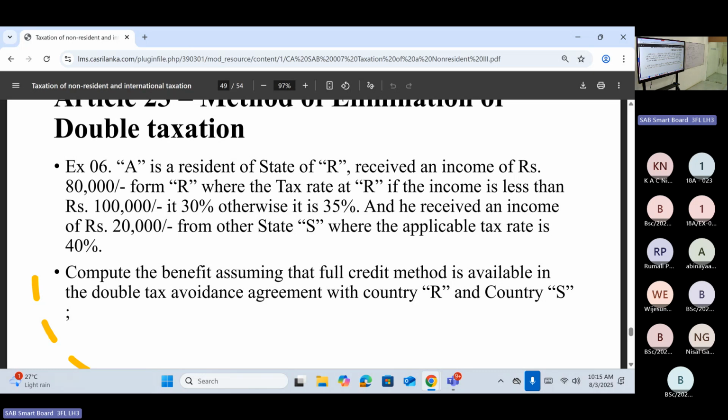Under the ordinary credit method, if you have paid tax to the source country, you can claim tax credit in the resident country, but the maximum amount is, in this context, limited to 7,000. The maximum amount is limited to the tax exposure in the resident country. That is called the ordinary credit method.